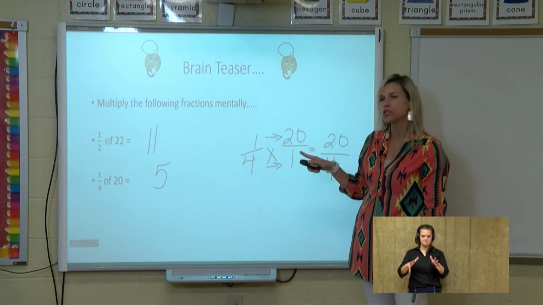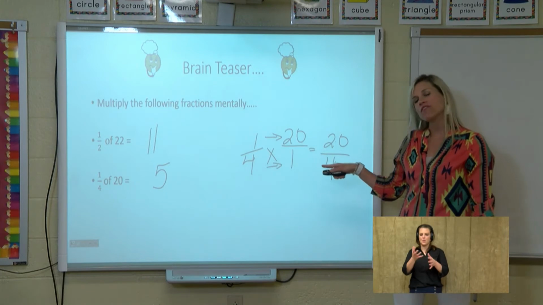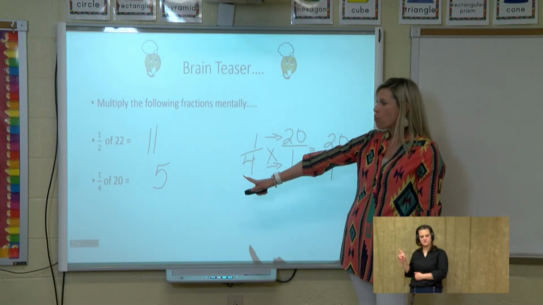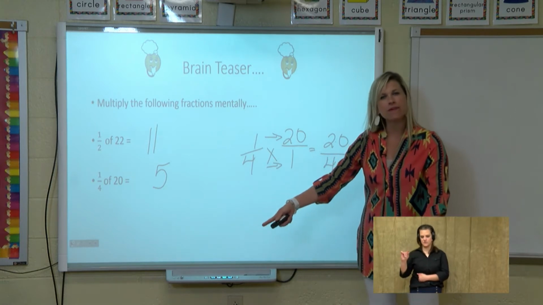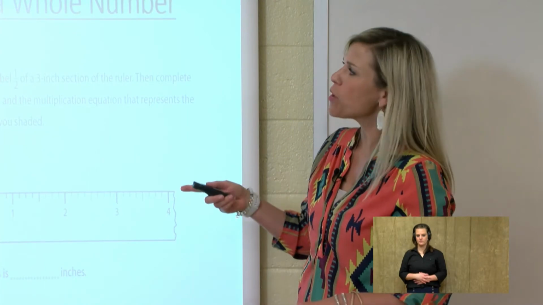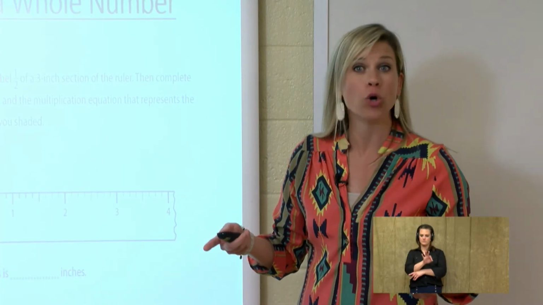All right, so how'd you do on the brain teaser? Pretty good. Those were not too hard. And I wanted to start off like that because I'm going to take this last problem, 1/4 of 20, and I'm going to move further with it, okay? So let's take a look at multiplying a fraction by a whole number.